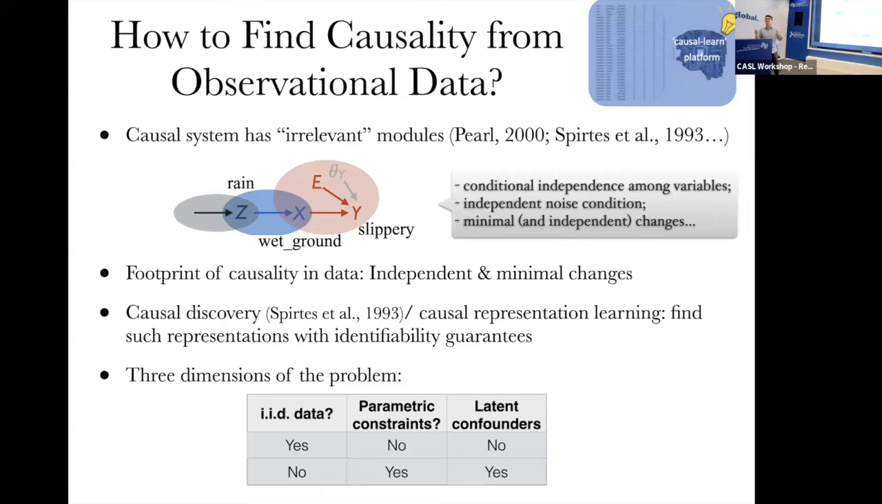In some cases, if you know the system is almost linear, then the problem can be simpler. The last one is whether we allow latent confounders. Of course, in this world, we have latent confounders almost everywhere, right? So practical methods usually can deal with the latent confounders. Now let's see how we can do.